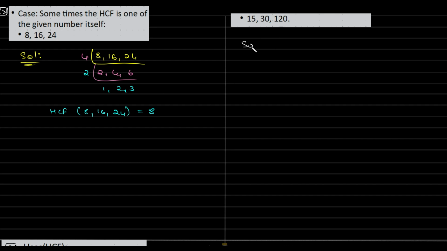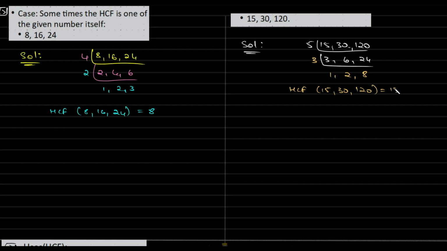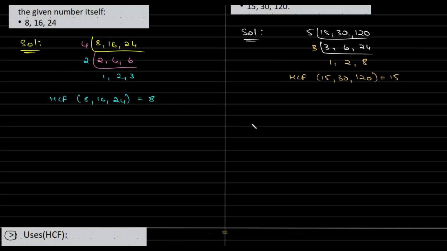One more example, and here again it's kind of obvious that the HCF is 15, but yes, you can start off with 5 itself. 3, 6, and this is 24. Then we have 3, 1, 2, 8. Then the HCF of 15, 30 and 120 is the product of 5 and 3, that is 15, right?